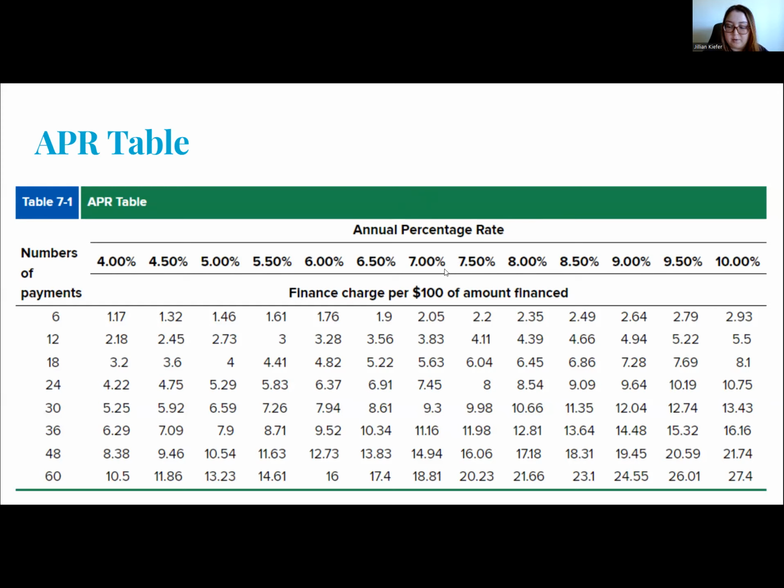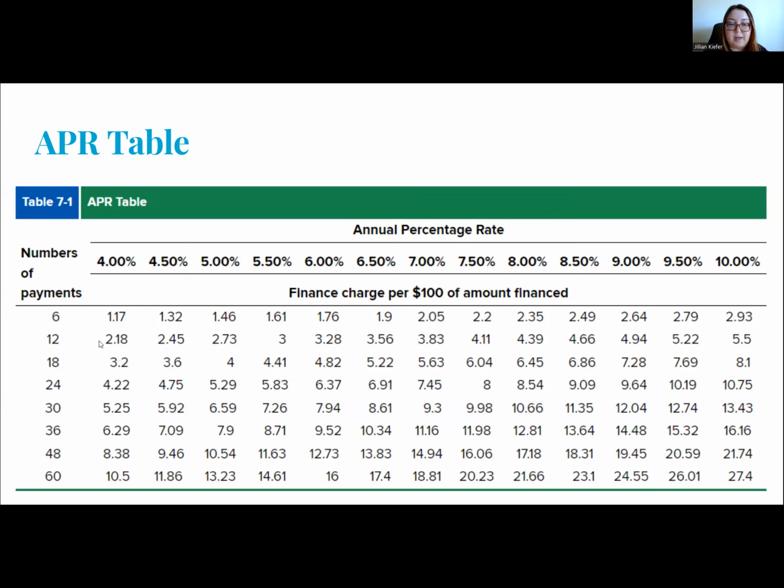7.25% we know lies somewhere between 7 and 7.5%. So this is really where we're going to look. Our number of payments has now been reduced to 12. We had 24, but we're paying it off early, so we're saving ourselves 12 payments. So for the number of payments, we're going to follow 12 instead of 24. We're going to go to the same percentage, 7.25%.